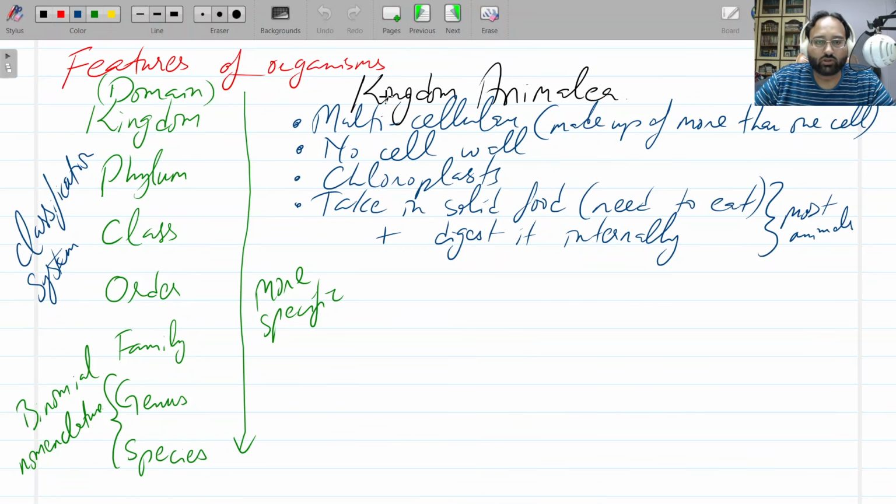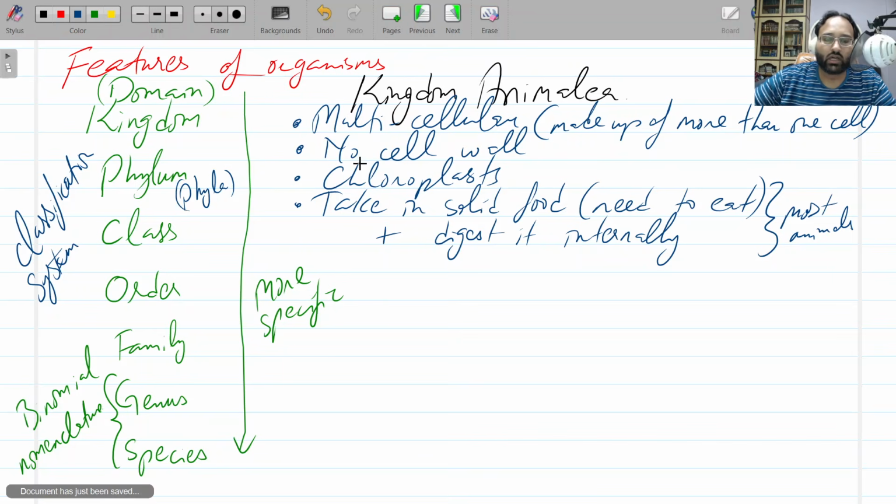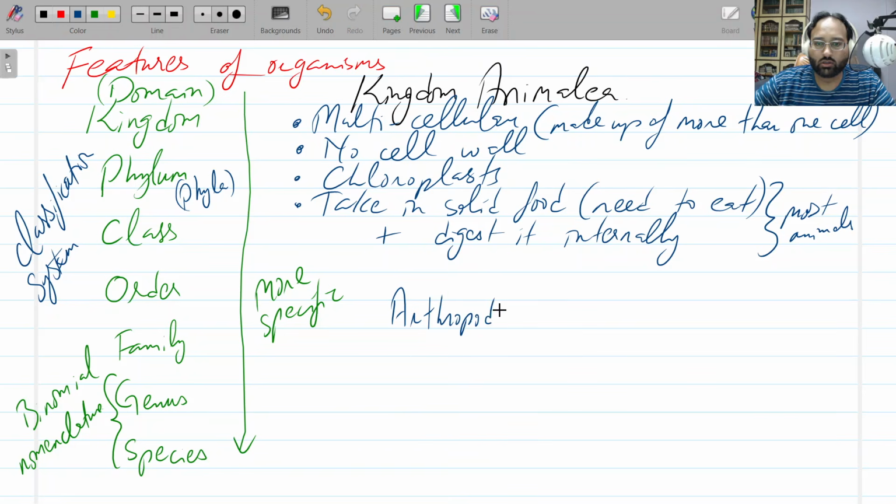Right, for kingdom, we talked about the animal kingdom and the plant kingdom. And within the animal kingdom, when we're talking about features of organisms, we talked about two phyla. Phyla is plural for phylum, and that's mentioned in the book, by the way. Phyla, right? And that was the arthropods and the vertebrates.